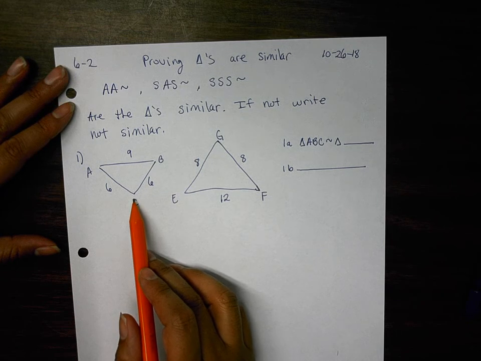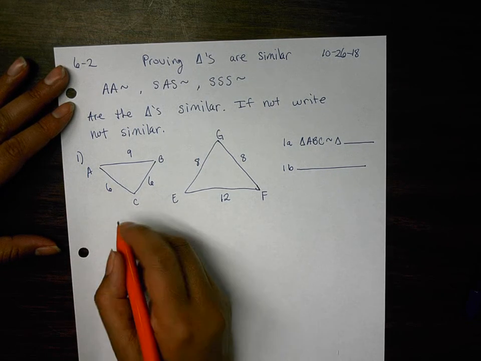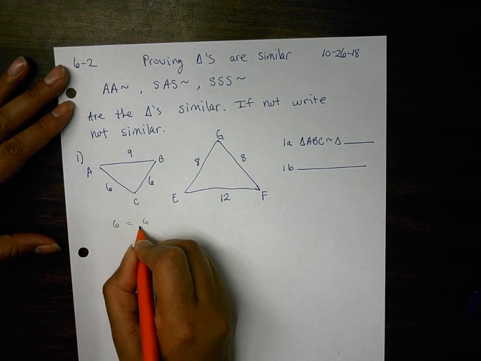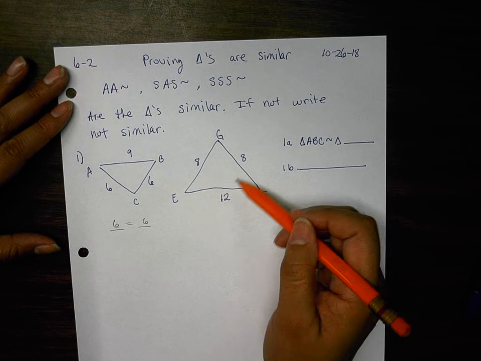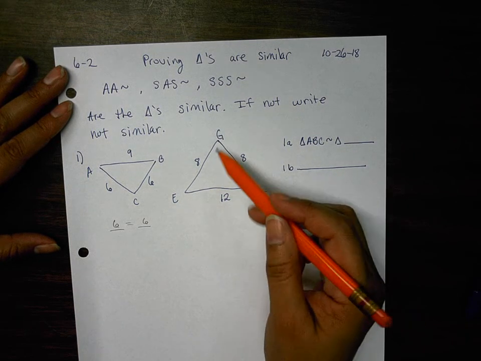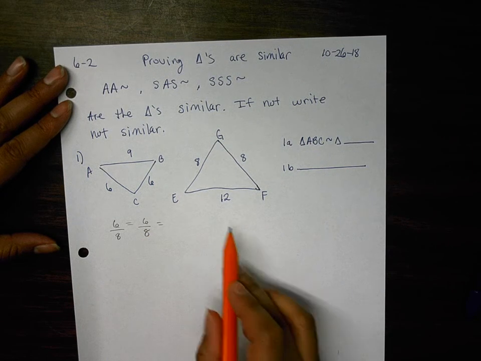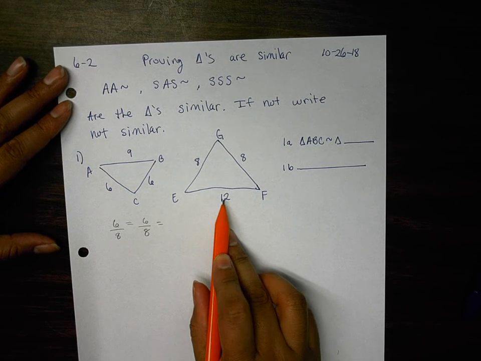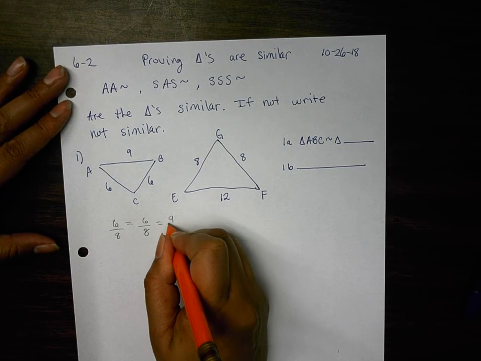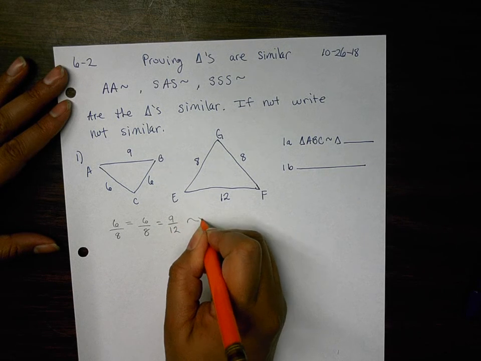AC, 6. There's two of them, right? The AC and the BC. So I'm going to put 6 over 8 equals 6 over 8. What side lengths would it correspond with over here? 8 over 8, and 8 equals 12 over 9, or 9 over 12? We have to go in the same order. And then we're going to reduce each fraction.